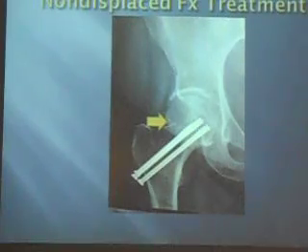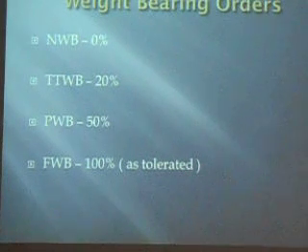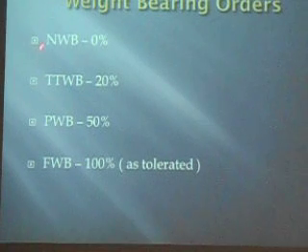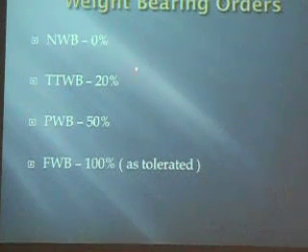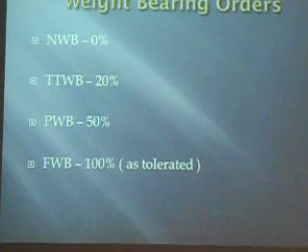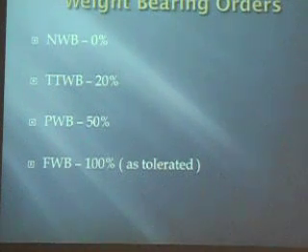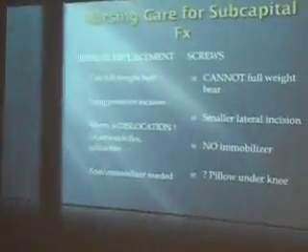Here's the fracture. Now, weight-bearing orders. You'll often see non-weight bearing is 0%, toe touch weight bearing, or sometimes TD, touchdown weight bearing, is 20%. Partial weight bearing is 50%, and full weight bearing is 100%, or whatever the patient can tolerate. And physical therapy knows how to instruct the patient on all these different percentages of weight bearing. That's how we abbreviate it for all these patients.